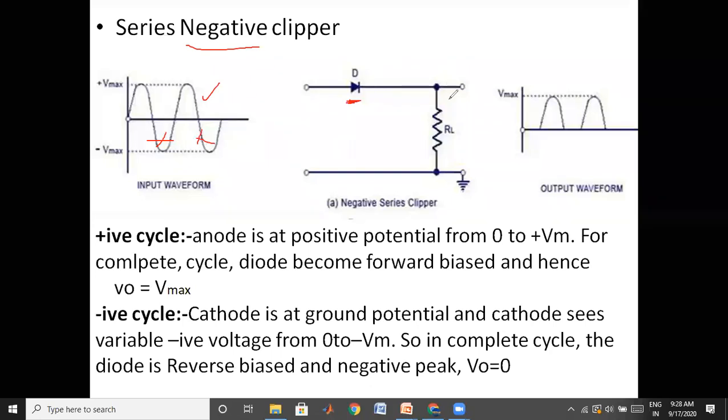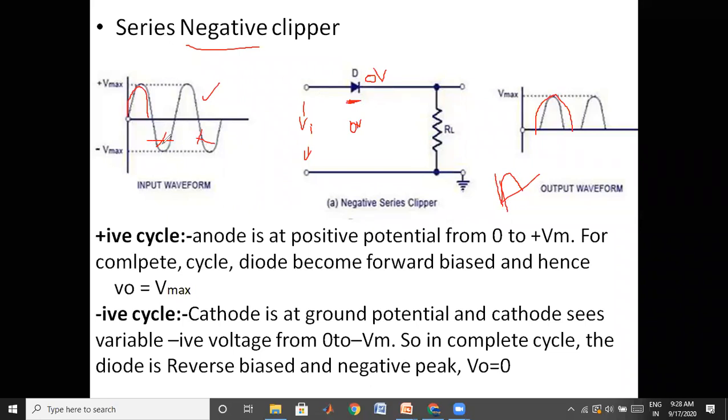Now your cathode is connected to 0 potential, and the anode is connected to the input terminal. When the input voltage is positive, that means when it is 1, 2, 3, 4 and so on, in the positive cycle, your diode will be in on state. Therefore, when the diode is on, we get the output, which is the positive cycle. Actually, there should not be this gap also. The output will be like this: you have the positive cycle.